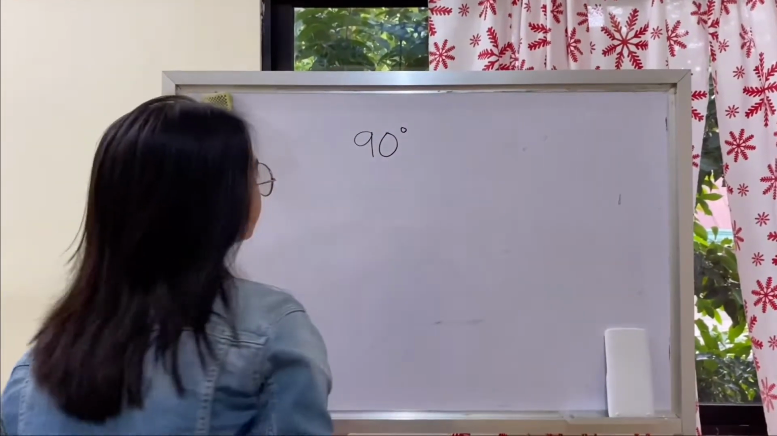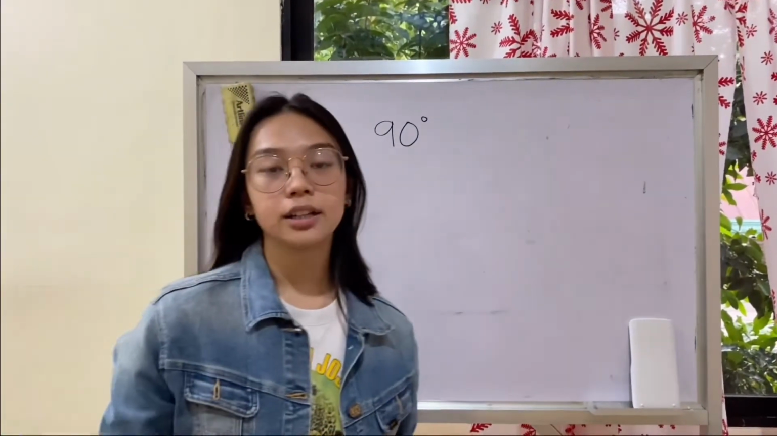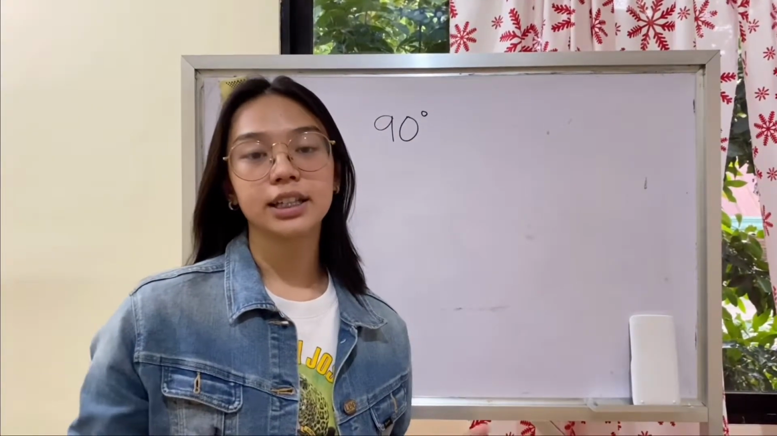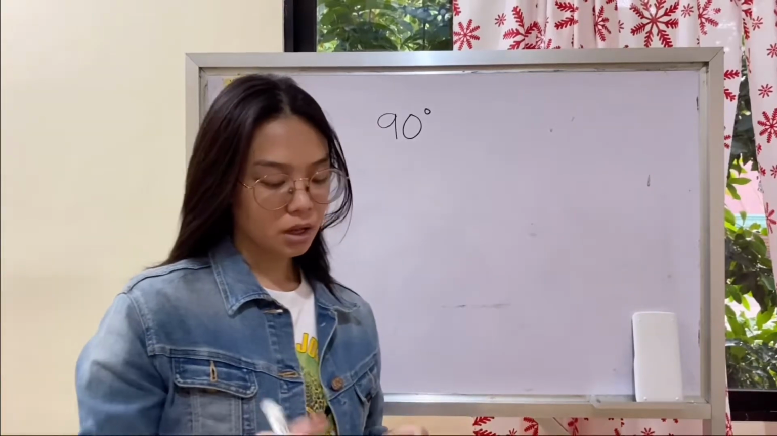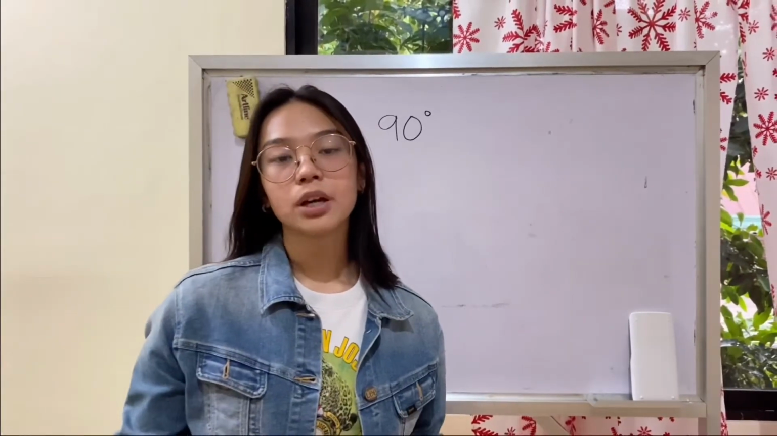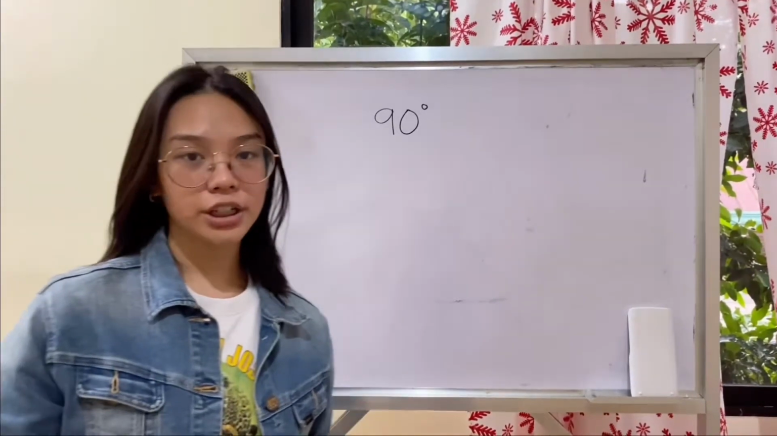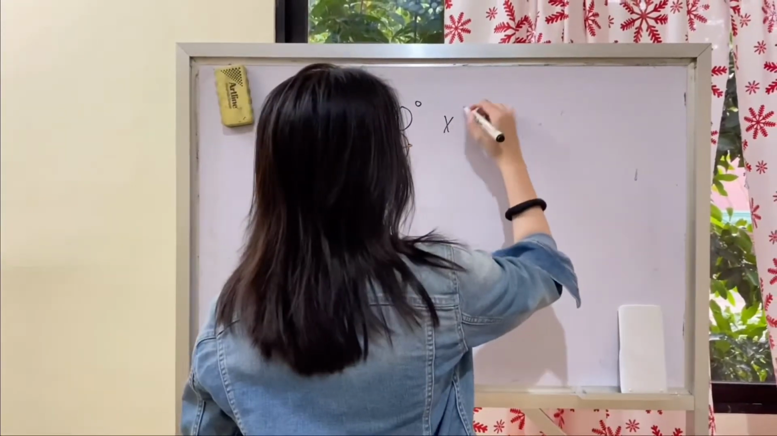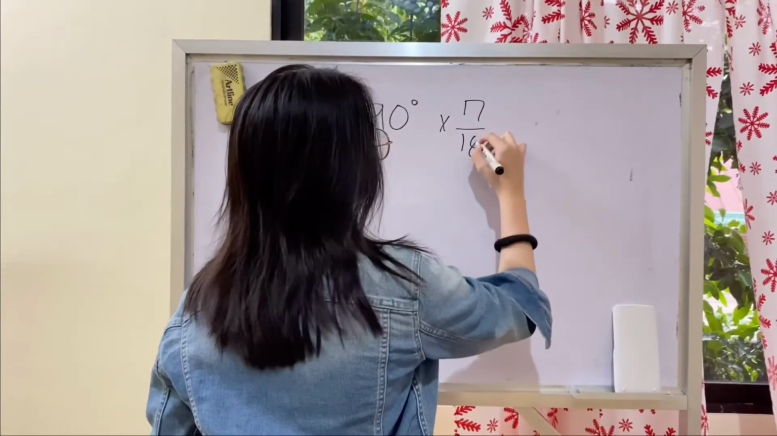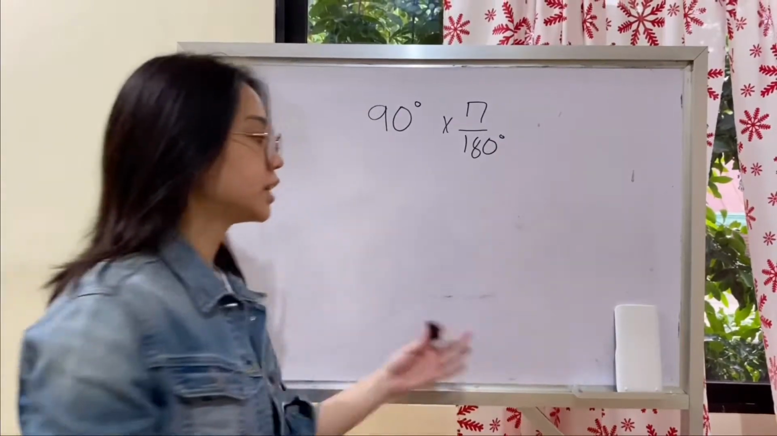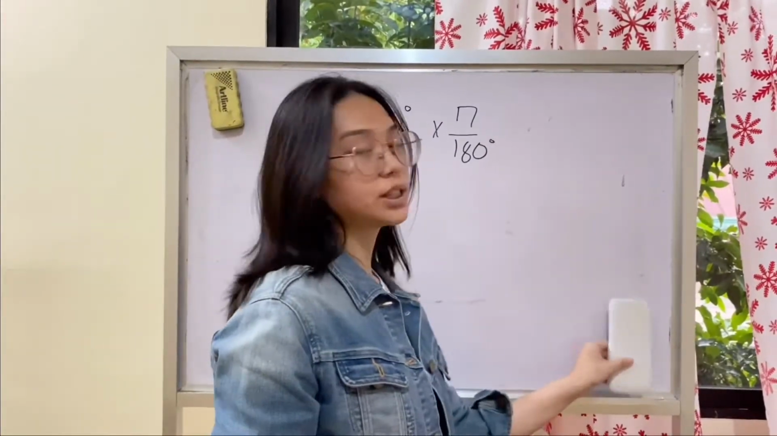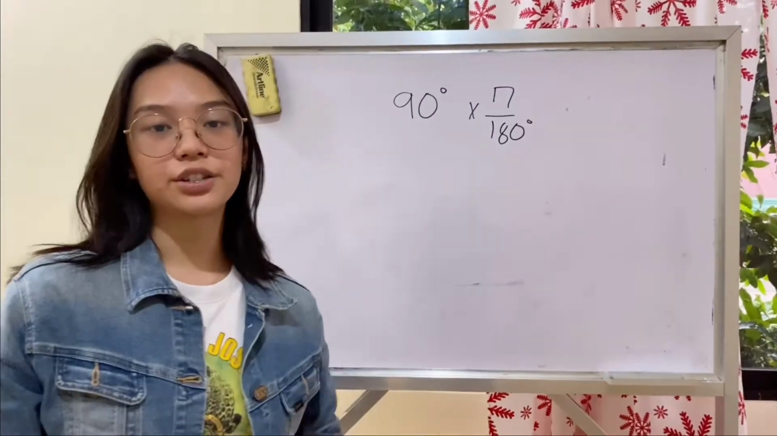90 degrees. Now you might have been wondering, does converting degrees to radians need a complicated formula to follow? Well, the answer is no. You only need to multiply the angle measured in degrees by pi over 180. Right after that, you're going to grab your calculator and proceed with the process.